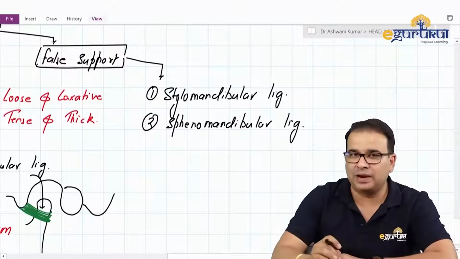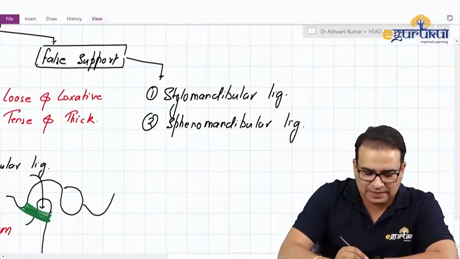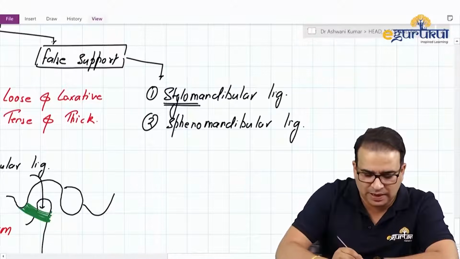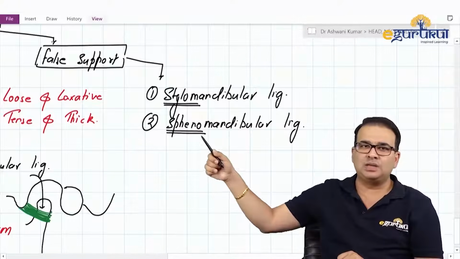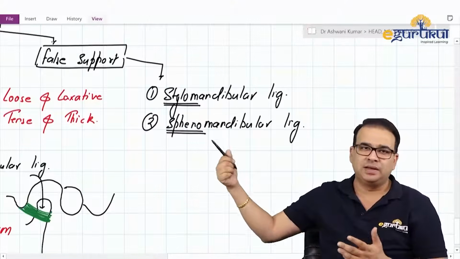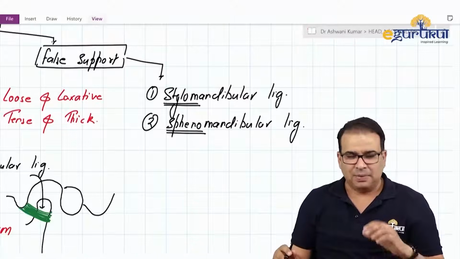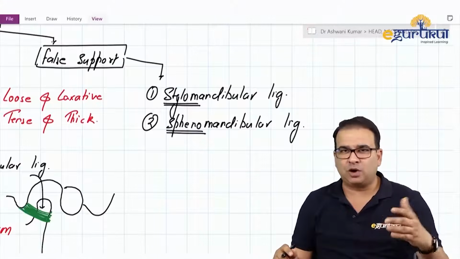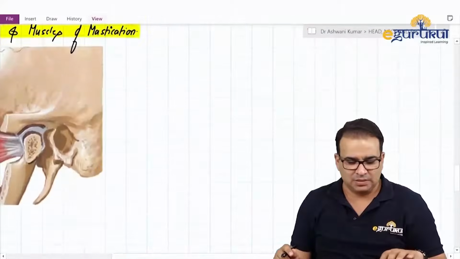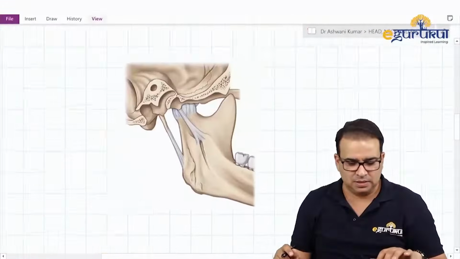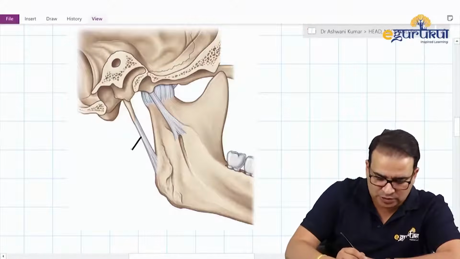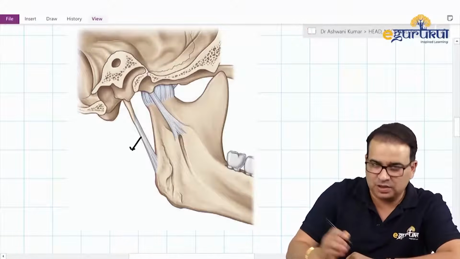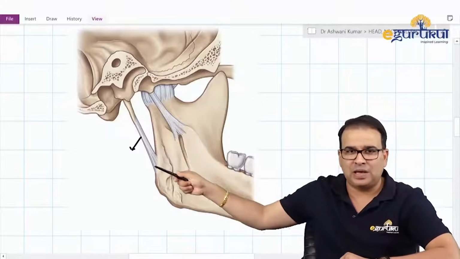Once again, let's have a look at the picture and then we'll talk about them. As the name suggests, stylomandibular and spheno. One will be coming from the styloid process and one is coming from the spine of sphenoid. That's why sphenomandibular. But none of them is attached to the capsule or close to the capsule, as you can see in this picture here. Look at these two ligaments, guys. This here is coming from the styloid process. You can see the styloid process there above. So it is coming from the styloid process and all the way to the angle of mandible.